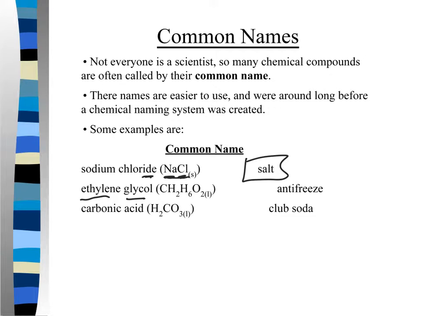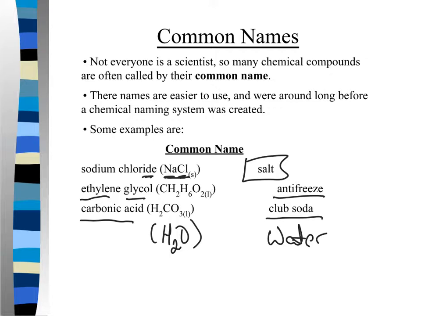Ethylene glycol, C2H6O2, is simply known as antifreeze. Carbonic acid, H2CO3, is known as club soda. Okay, how about water? Well, we know water as H2O. Water is actually dihydrogen monoxide, but we better know it as water. Okay, so there are some of the common names that we use within chemistry.